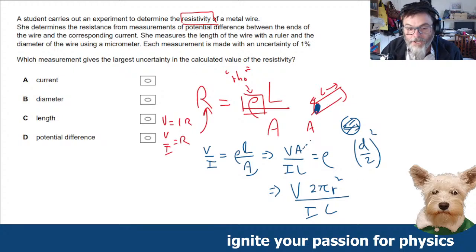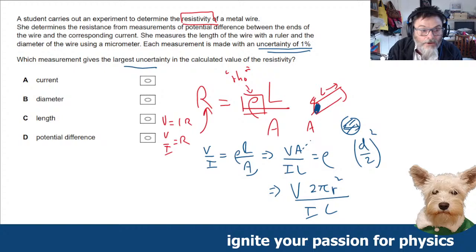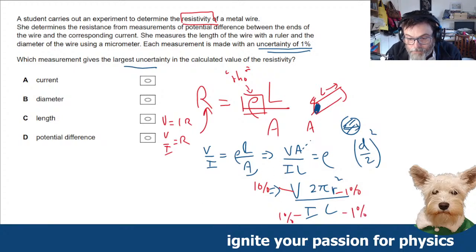Now, let's go through. The question asks us if each of our quantities has 1% on it, which makes the biggest difference to the uncertainty of the calculated value of the resistivity. Remember, for multiplying, we just add the percentage errors. So, let's go through. We have 1% for V, 1% for R, 1% for I and 1% for L. Now, all we're doing is multiplying and dividing here, so we can just add them all together. So you would think that this would be 4%.